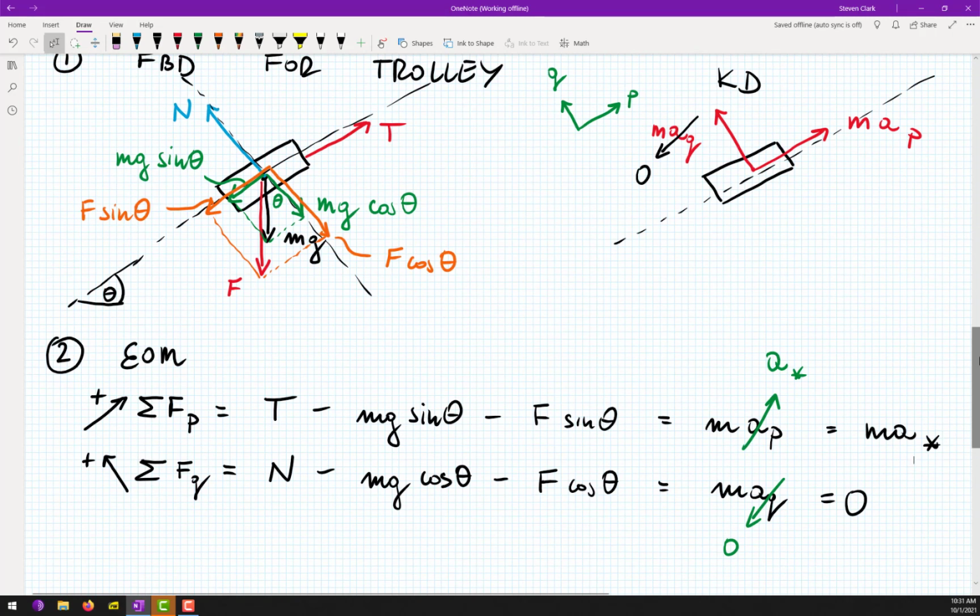What do you think about that, guys? Are we on the same page so far? Okay. We just drew the FBD, KD, and EOM, and we wrote down the EOM for those two masses. Can we continue? Or questions?